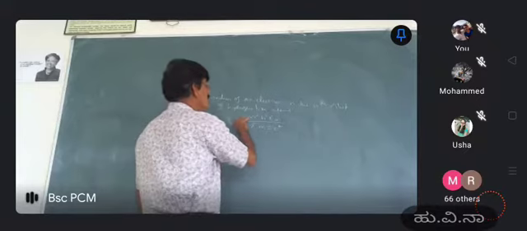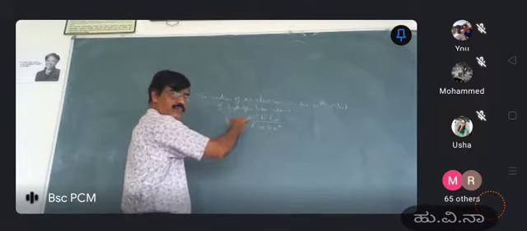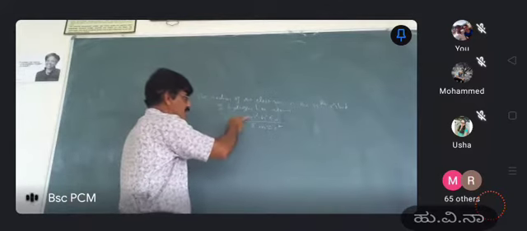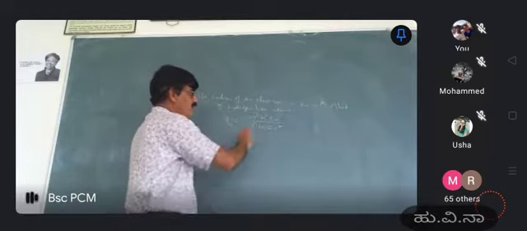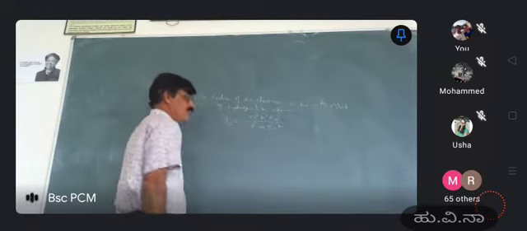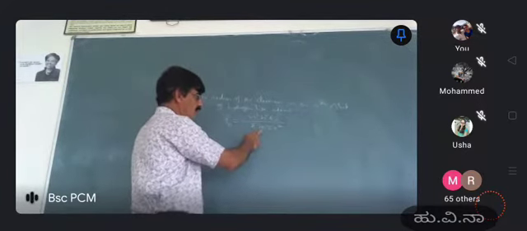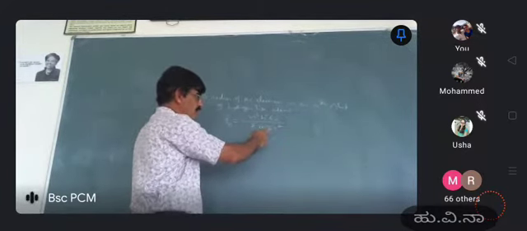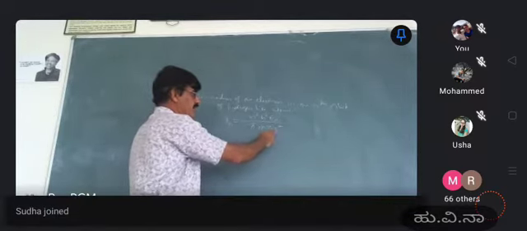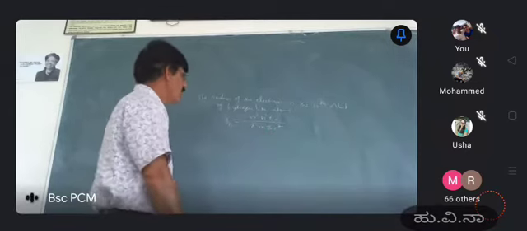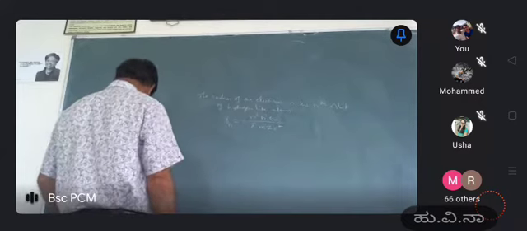Here n says in which orbit the electron is present. If it is the first orbit, we take n is equal to 1. If it is the second orbit, we take n is equal to 2. h is Planck's constant, epsilon naught is the permittivity of free space, m is the mass of the electron, and z is the atomic number of the substance, and e is the charge of the electron.